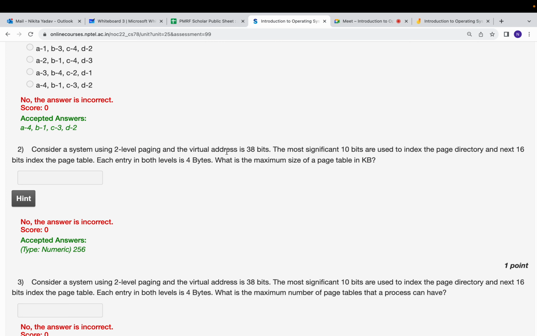Thank you. Okay, question number 3. Consider a system using two-level paging and virtual address is 38 bits. The most significant 10 bits are used to index the page entry and next 16 bits index the page table. Each entry in both levels is 4 bytes. What is the maximum number of page tables that a process can have? So this is the same setting as previous question. Now you have to tell the maximum number of page tables.